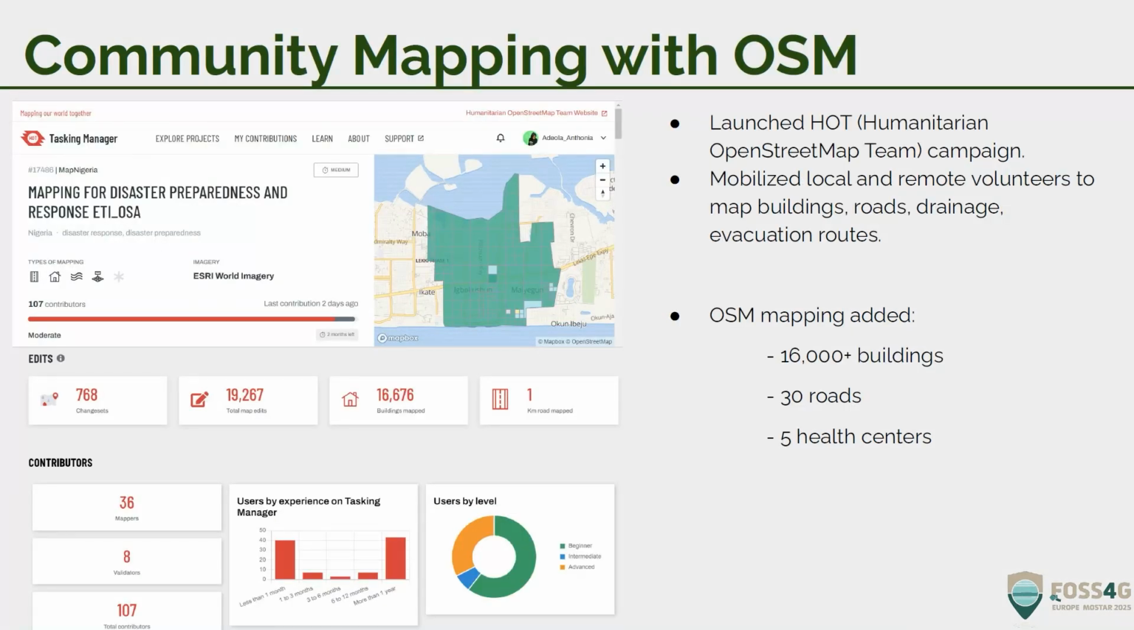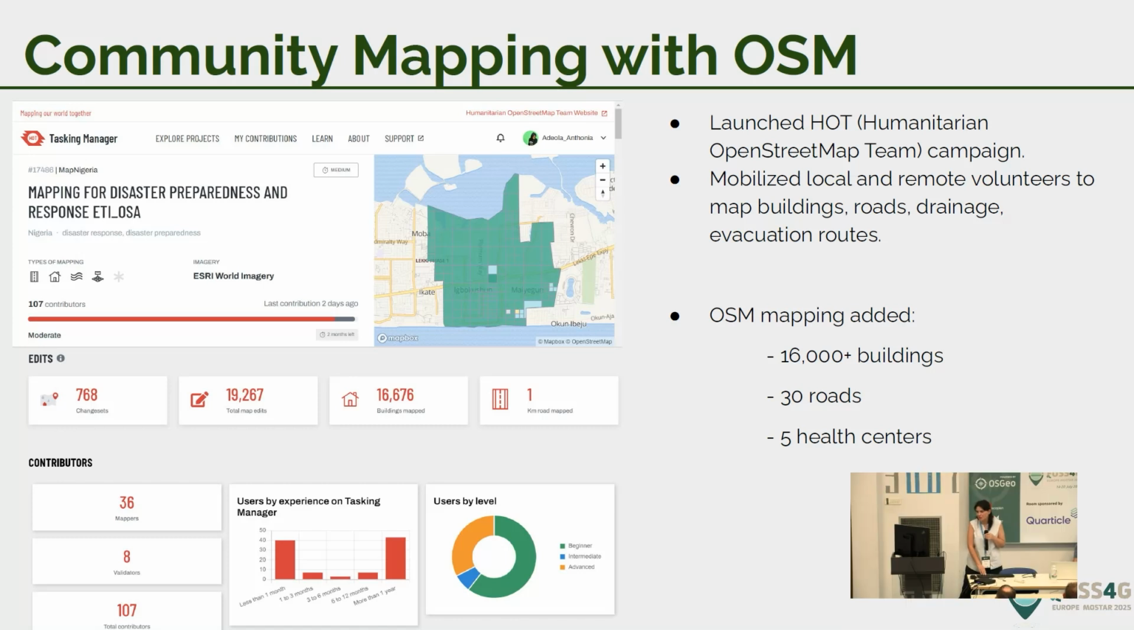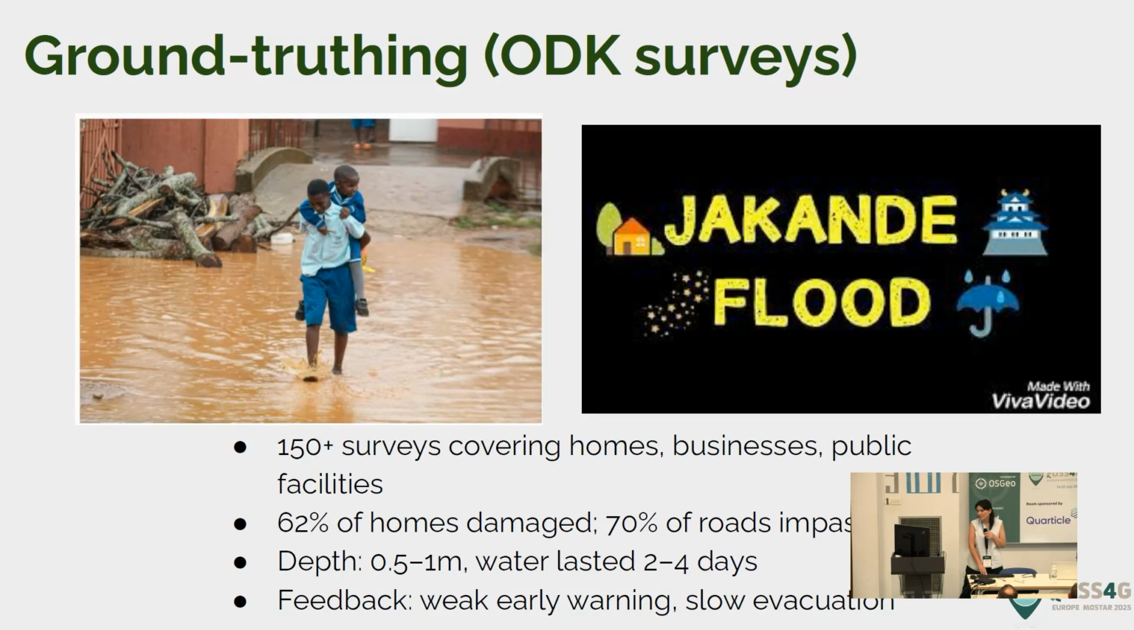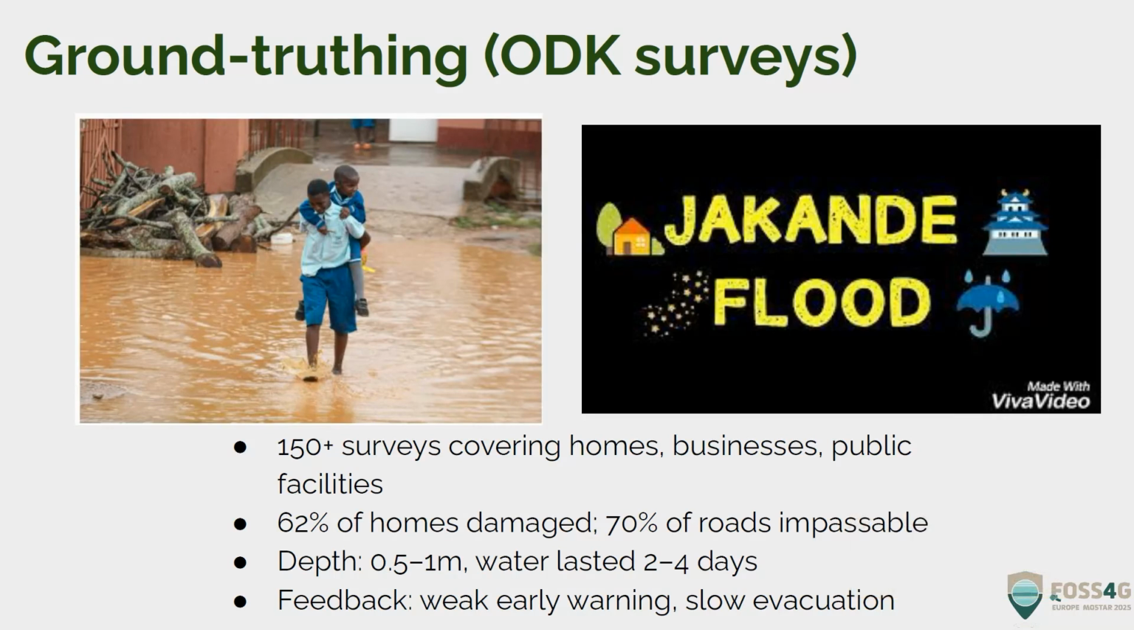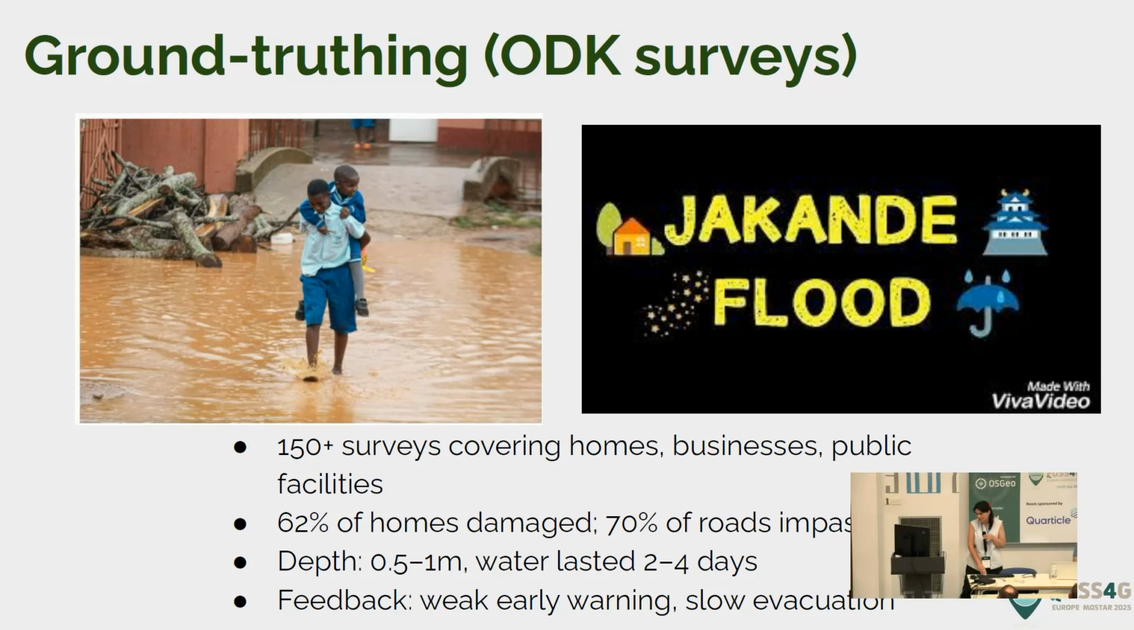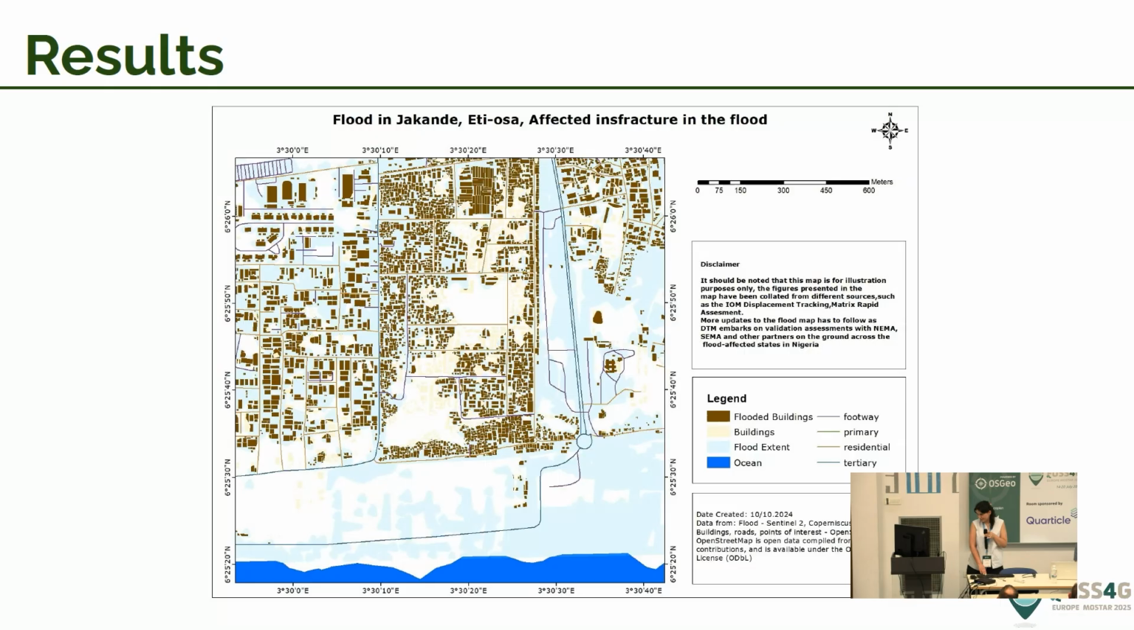To increase the mapping in OpenStreetMap, we created some community mapping tasks and launched them with a Humanitarian OpenStreetMap help and campaign. We mobilized local and remote volunteers and mapped around 16,000 buildings, 30 roads, and 5 health centers. Then we went into ground field surveying and developed above 150 surveys to validate the data, and we found out that 62% of the homes were damaged, 70% of the roads, and the results were shown in GIS.